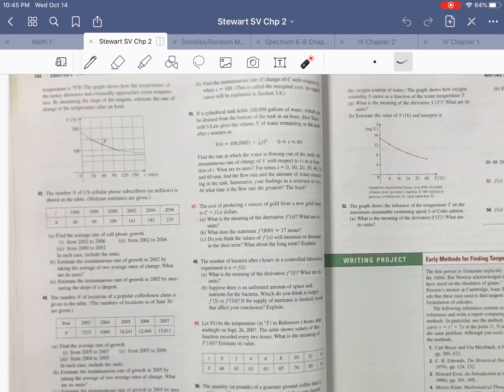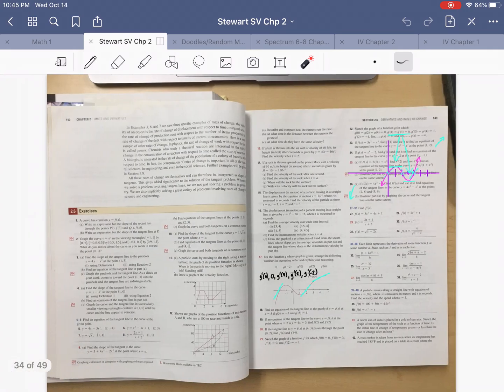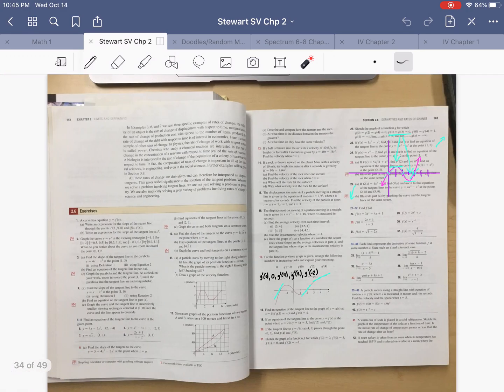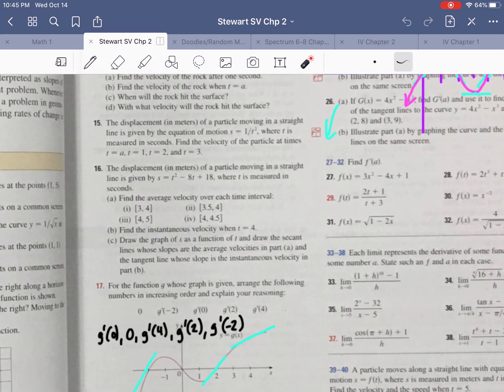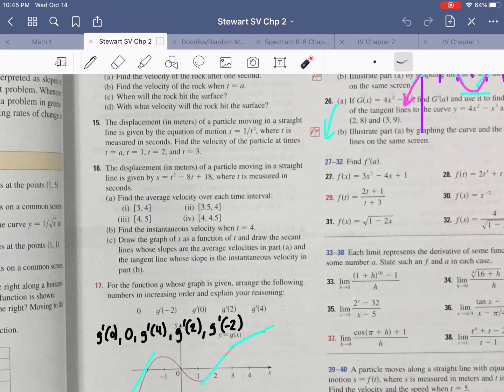I think 16 actually was maybe a challenging one. I'm just looking at the numbers. I don't actually know. Oh no, that one's an easy one. Just use Desmos. 17.